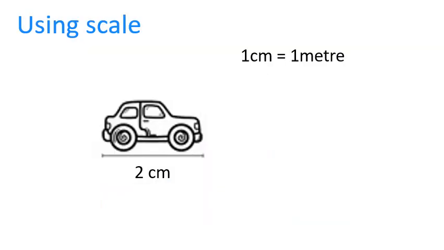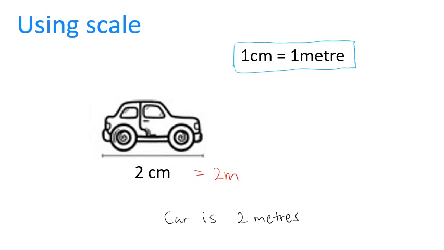We can also use scale drawings to determine the size of an object. So if this was like a scale drawing of a car, and we're told that 1 centimeter equals 1 meter in actual life. So in this drawing, the car is 2 centimeters long. So in real life, if 1 centimeter equals 1 meter, that means 2 centimeters equals 2 meters. So the car is 2 meters long.